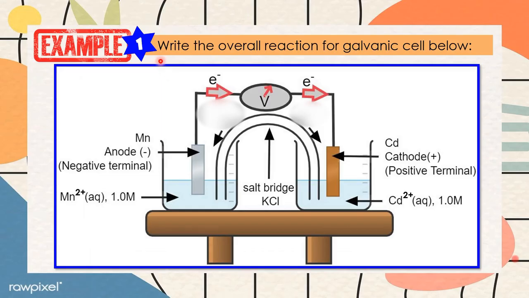Okay, now we move to the first example. Write the overall reaction for the Galvanic cell below, given the Galvanic cell diagram. From here, we can notice that the anode is Mn and it will produce Mn2 plus ion with the concentration of 1.0 molar. And the cathode half cell is Cd. It will form Cd2 plus ion with the concentration of 1.0 molar.